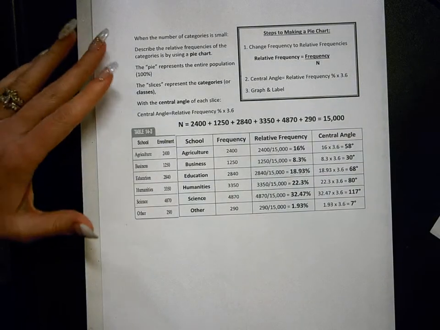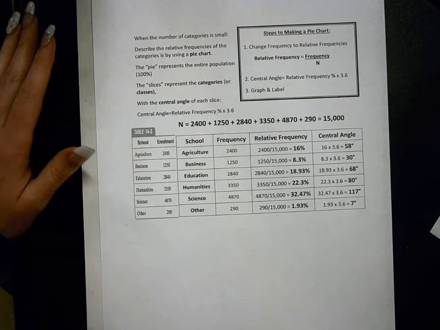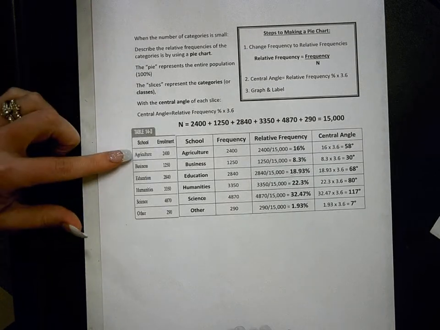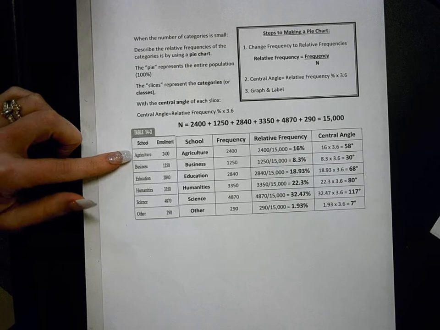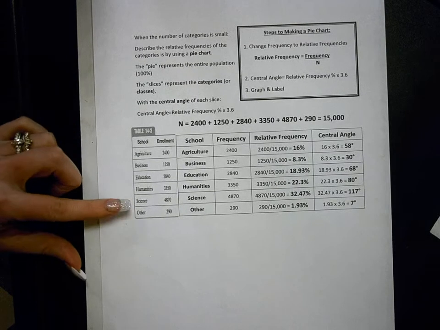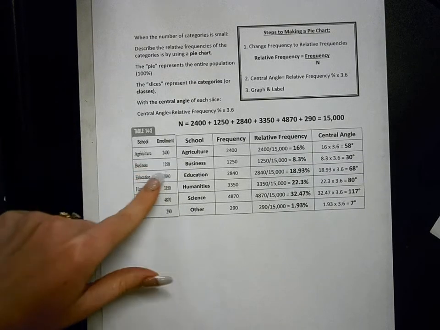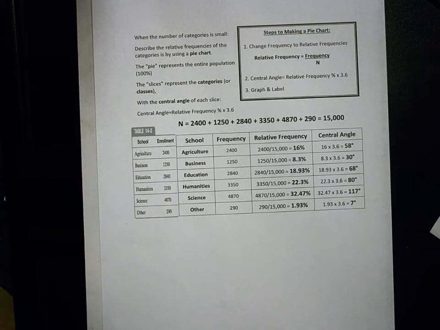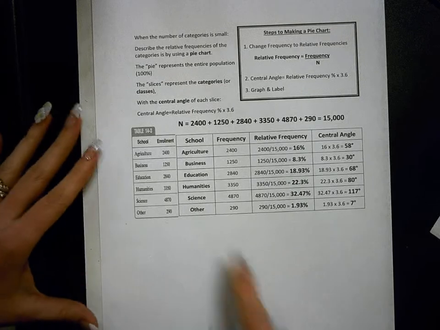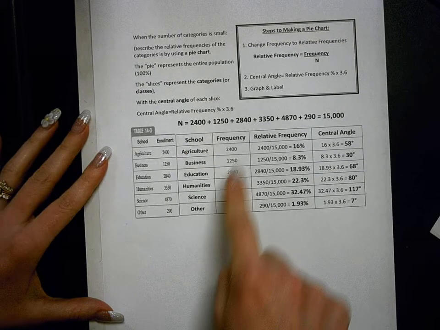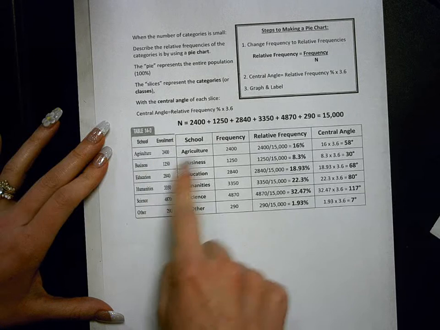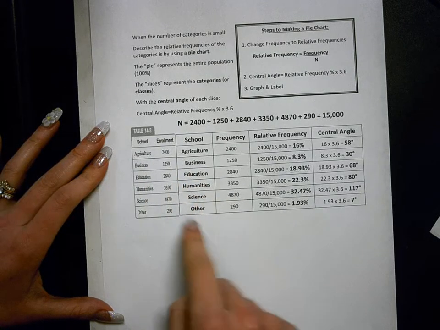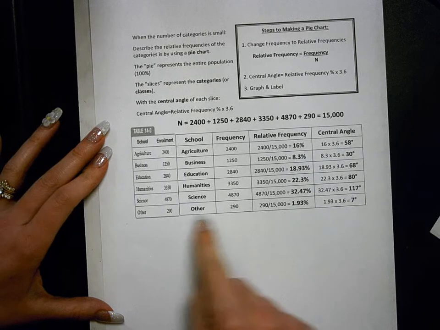So we're going to look at an example. This example deals with the enrollments at Tasmania State University. You can see here there's different majors: agriculture, business, education, humanities, science, and other. And the enrollments, or the frequencies of students enrolled in that major, are listed here. So I just constructed a table of all the schools and their frequency. Agriculture is 2,400, business is 1,250, education is 2,840, humanities 3,350, science 4,870, and other 290.